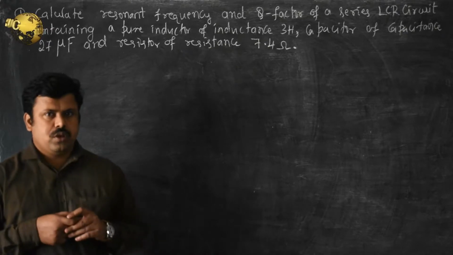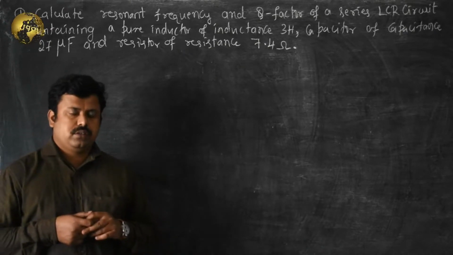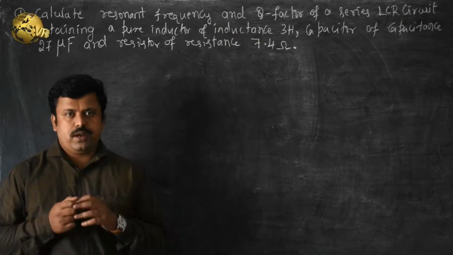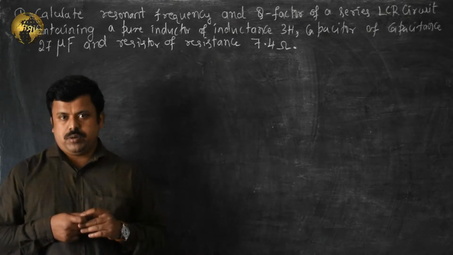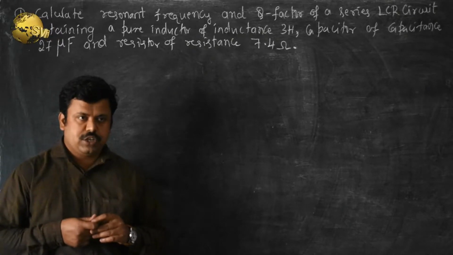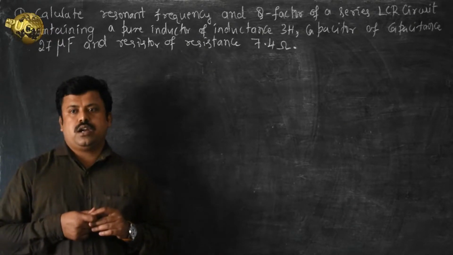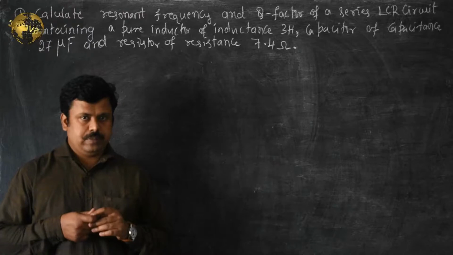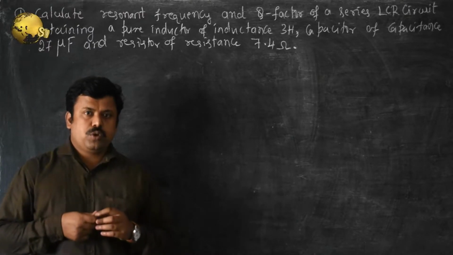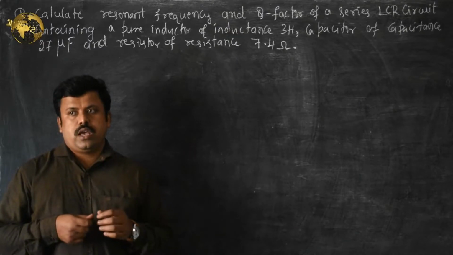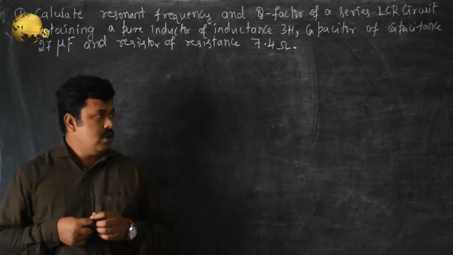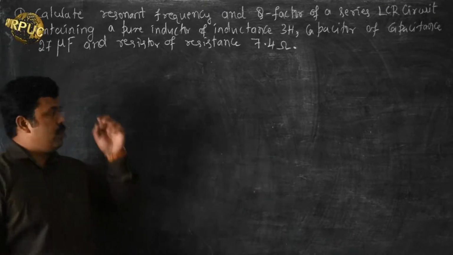In this session, we are going to discuss the numericals from units 5 and 6, which include the chapters Magnetism and Matter, Electromagnetic Induction, Alternating Current and Electromagnetic Waves. Maximum you can expect the questions from Alternating Current and Electromagnetic Induction. So let's start with question number 1.